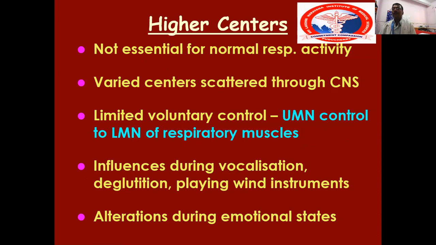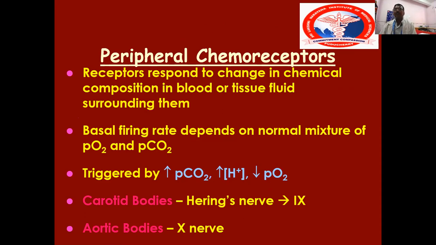Higher centers are not essential for normal respiratory activity. In case of extreme low ventilation or extreme hyperventilation, they become important. Various centers scatter through the nerves. Limited voluntary control: upper motor neuron control to the lower motor neuron of the respiratory muscle. It influences respiration during vocalization, deglutition, and playing wind instruments. Alterations also occur during emotional states. Now, peripheral chemoreceptors.